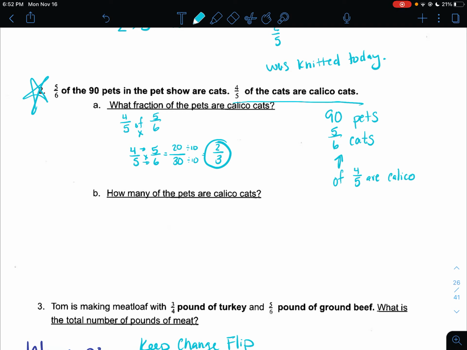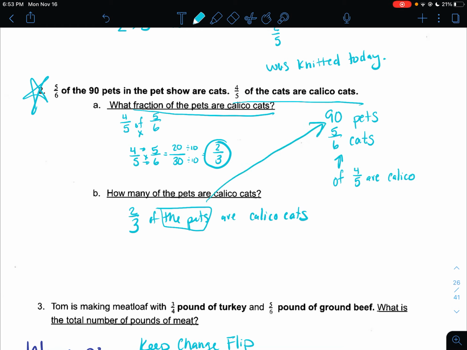So how many of the pets are calico cats? So I just kind of said it, which kind of gives it away. So we just figured out the fraction of pets that are calico cats. So 2/3 of the pets are calico cats. Do we know how many pets there are? Oh, we do. There's 90 pets. So we need to find 2/3 of 90. Or 2/3 times 90, okay? Of means multiplication when you have two numbers around it.